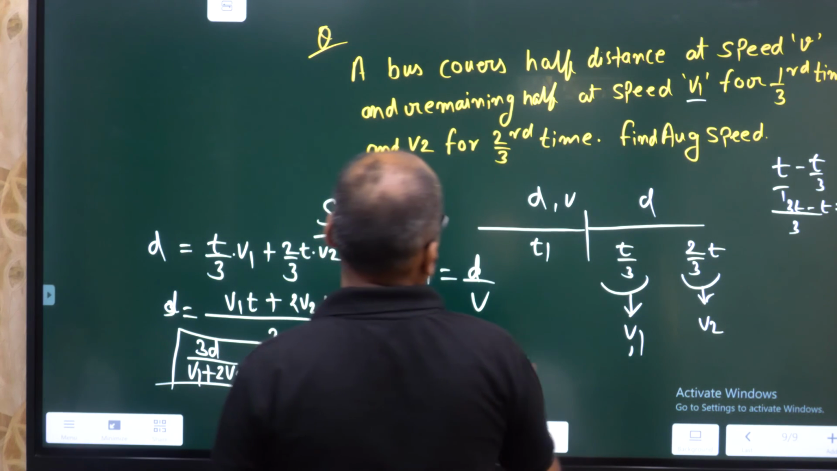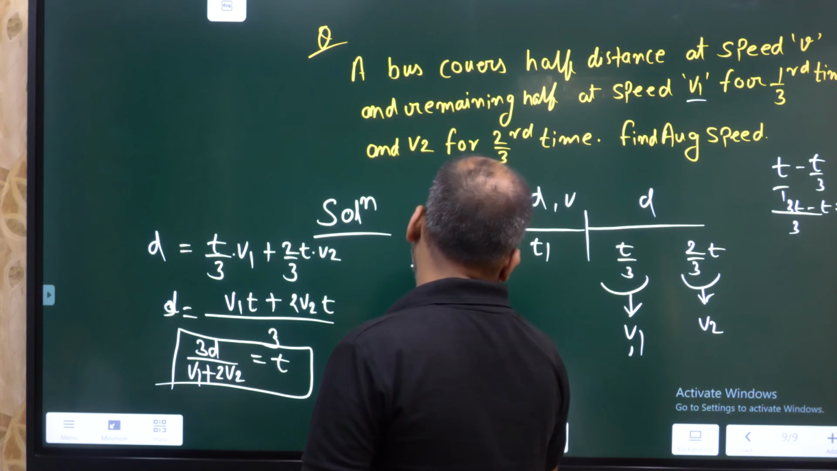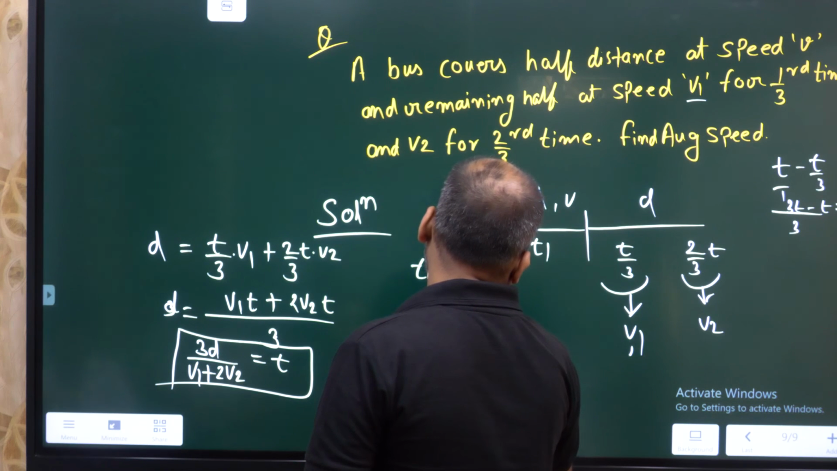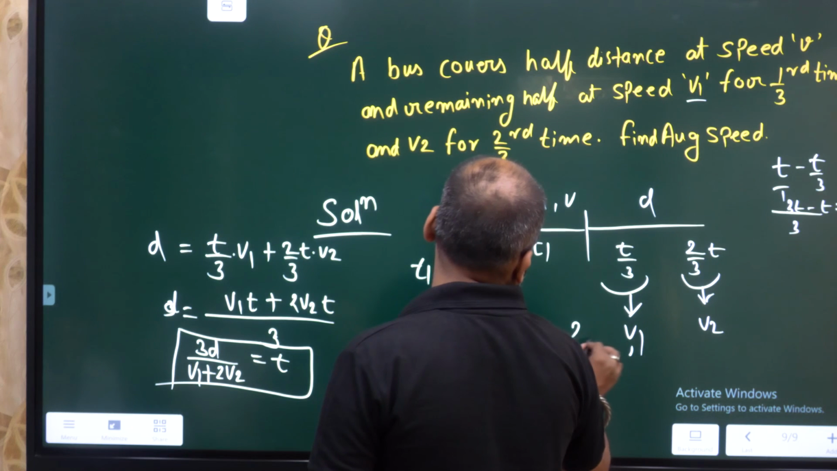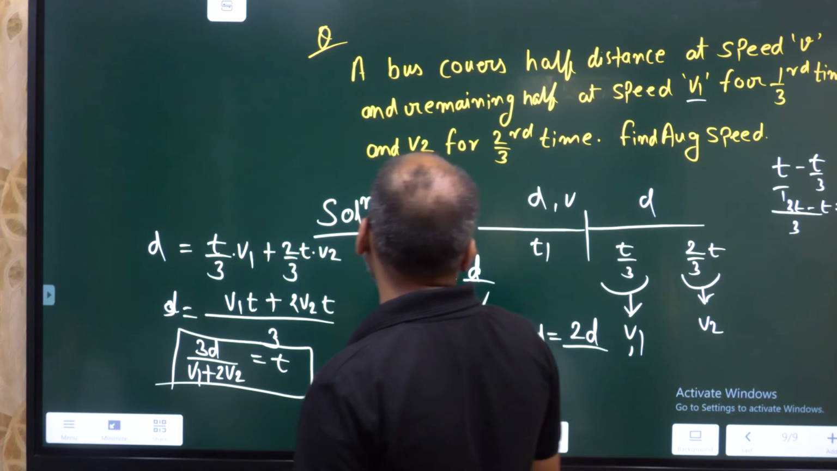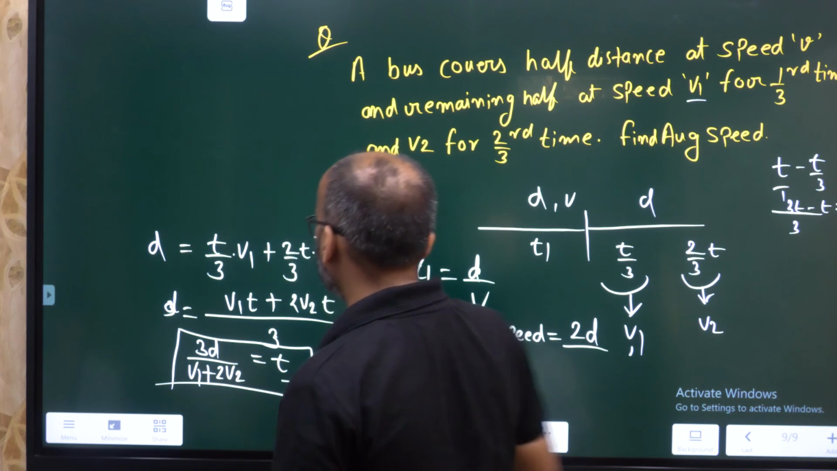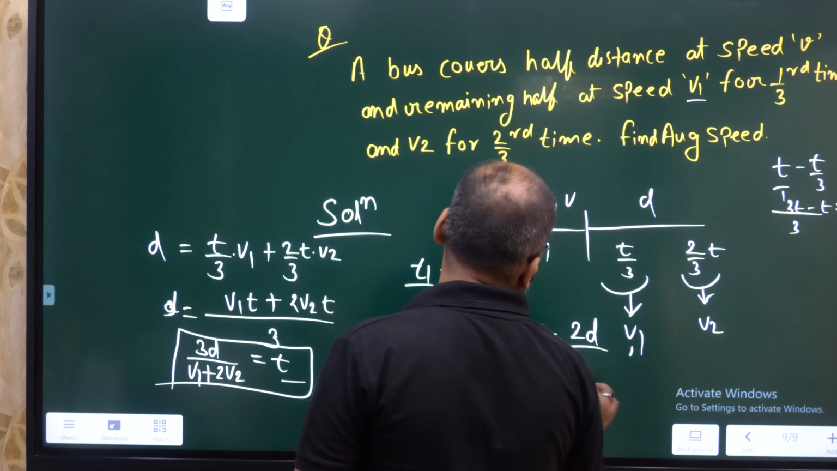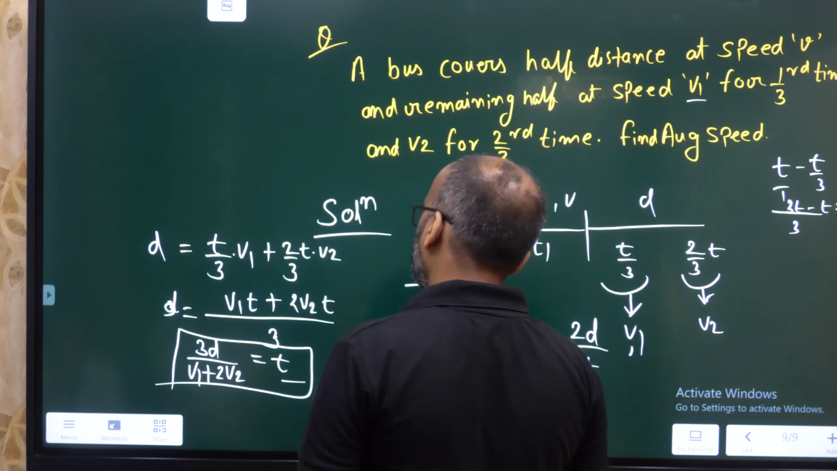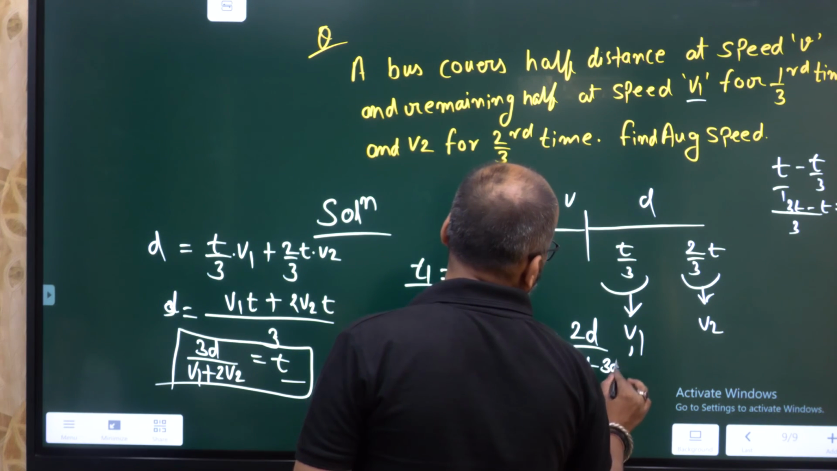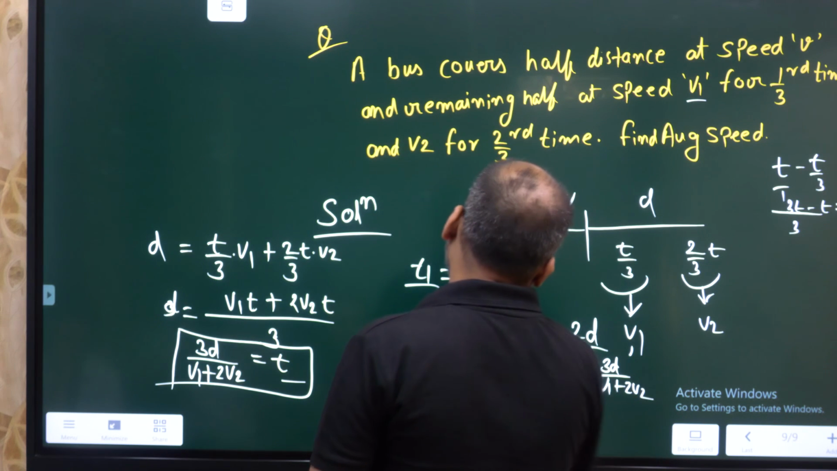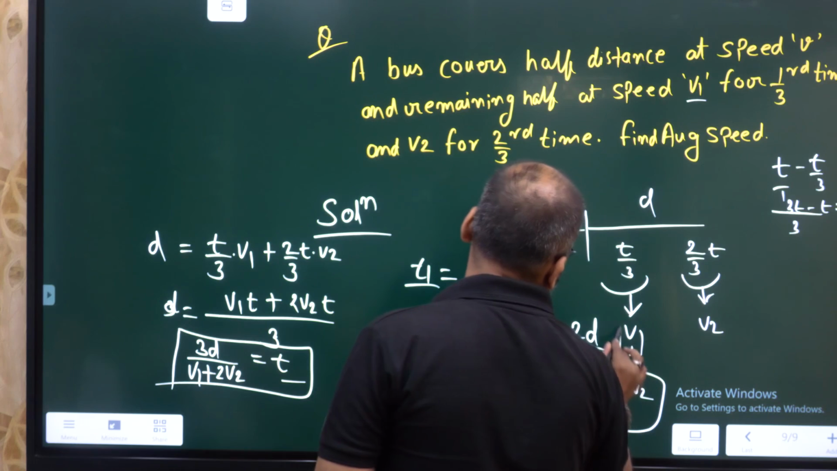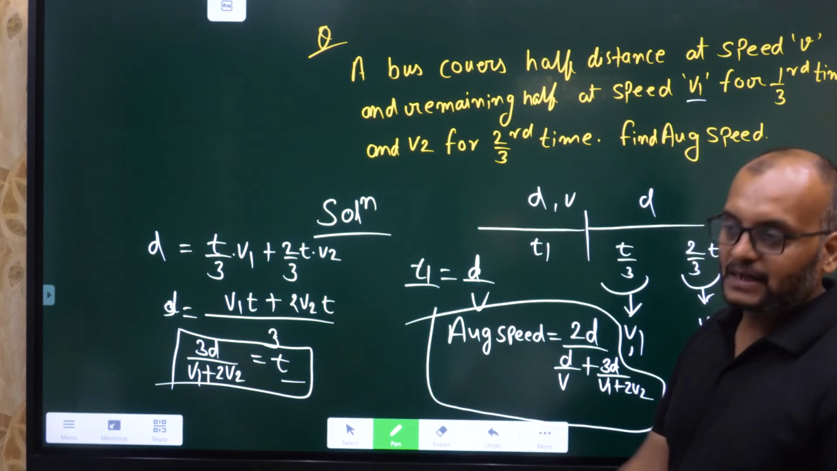What will be my average speed? Average speed will be the total distance divided by total time, that is T1 plus T. So D upon D upon V plus 3D upon V1 plus 2V2. I hope this is clear. Clear or not?